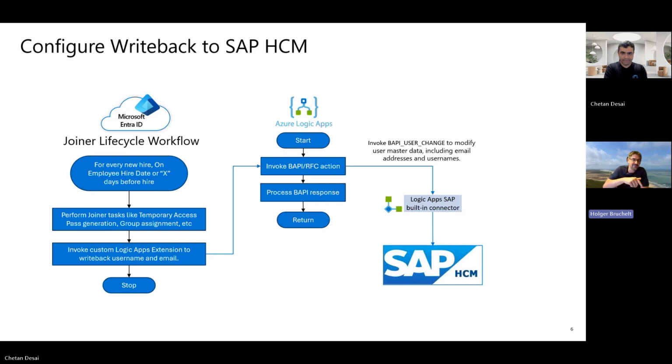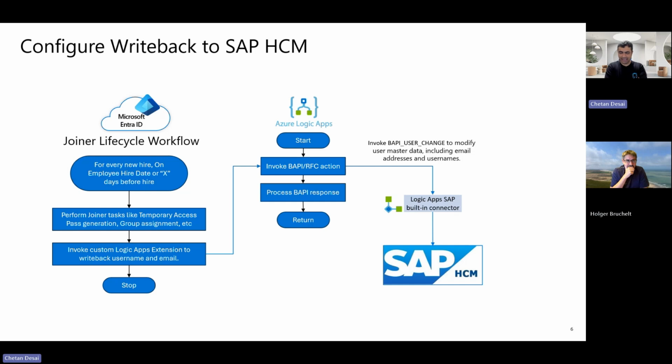And with this, the HCM system triggers the creation in Entra ID. Then in Entra ID, the joiner lifecycle workflow would be started at some point, create the email, and the email would then be sent back, again via a Logic App, obviously a different Logic App flow, to the SAP system. Really a full circle, really nice.